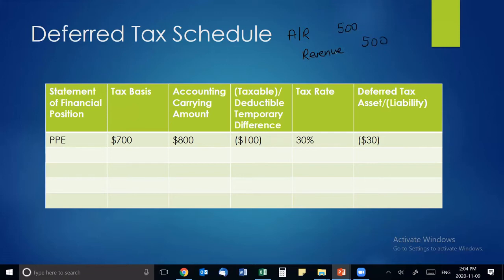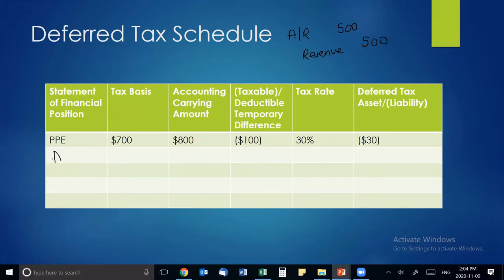So we know that this is going to go into revenue. We know it can't go into taxable income yet because we haven't received the cash. Maybe next year we'll receive the cash and record it there. So we've done step number 1, where we've taken this out, so deducted it, in order to get taxable income. For the deferred tax schedule, what we have to do is put all the temporary differences here.